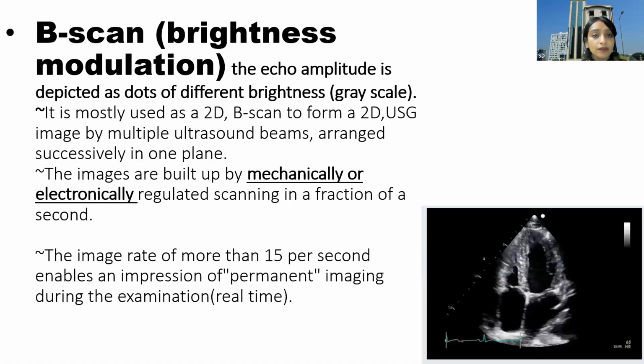Then next is the B scan, which is brightness modulation. The echo amplitude is depicted as dots of different shades of brightness, or grayscale, seen on the screen. So basically, the brightness mode is the B scan mode. The images are built up by mechanically or electronically regulated scanning in a fraction of a second. The rate at which the images are formed is around 15 per second. And it enables us to create a permanent imaging. And this is known as real-time imaging.